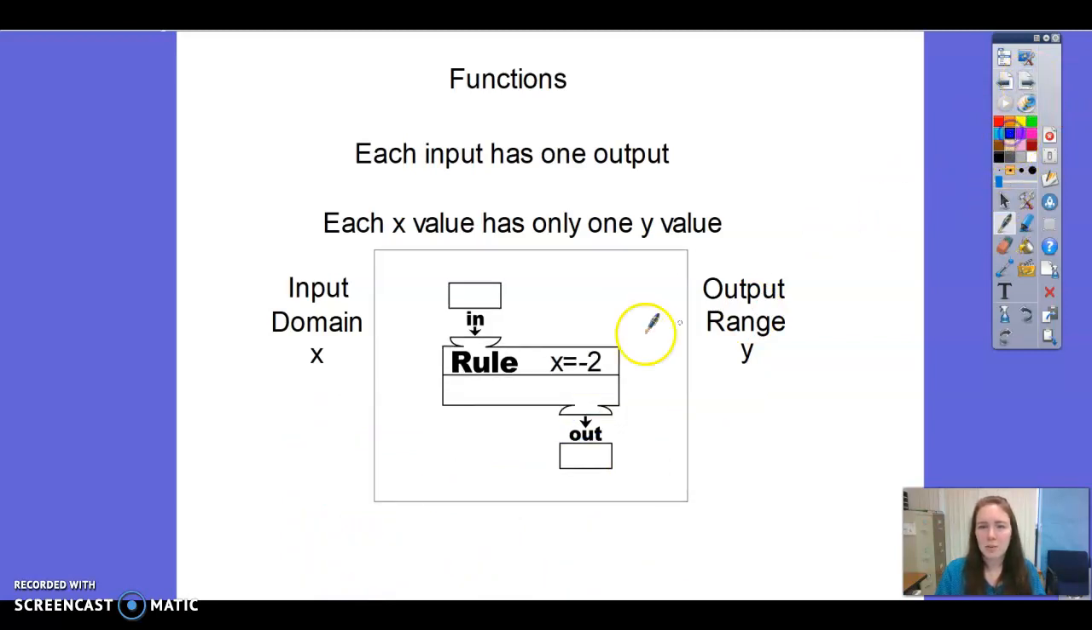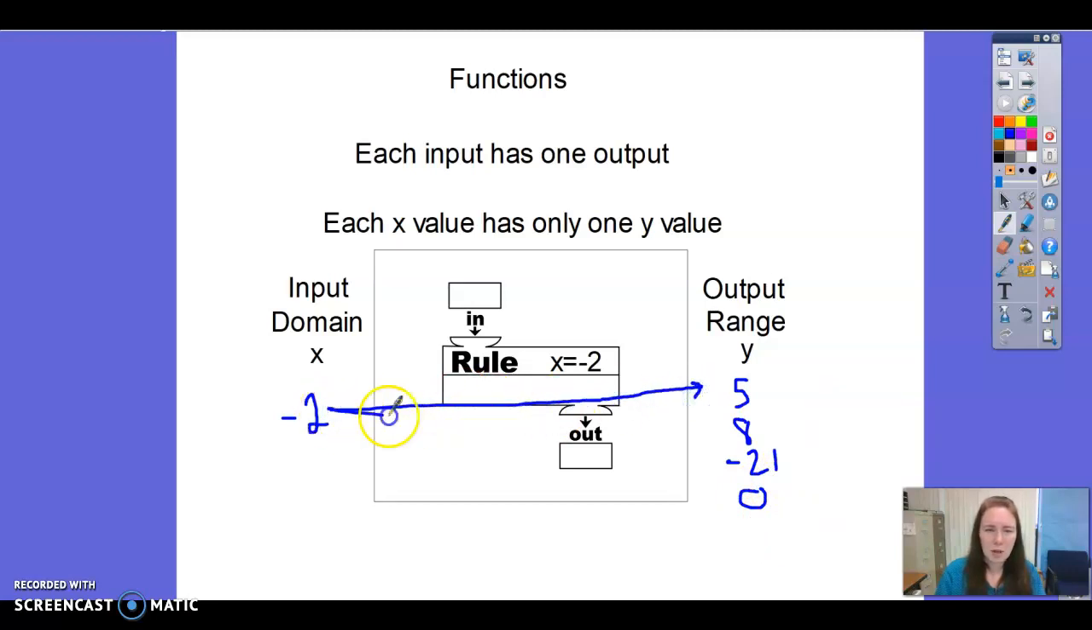Okay, let's take a look at our next rule. Our next rule is x equals -2. This means that x is always -2. So the only thing I'm allowed to plug in is a -2. I can spit out a whole bunch of stuff. This tells me nothing about y. This means as long as I plug in a -2, I can get whatever I want, right? I'm going to randomly choose. I could choose 5, I could choose 8, I could choose -21, I could choose 0, I could choose whatever. What this would look like is I put in this -2 and I get out a whole bunch of different options. This is not okay.